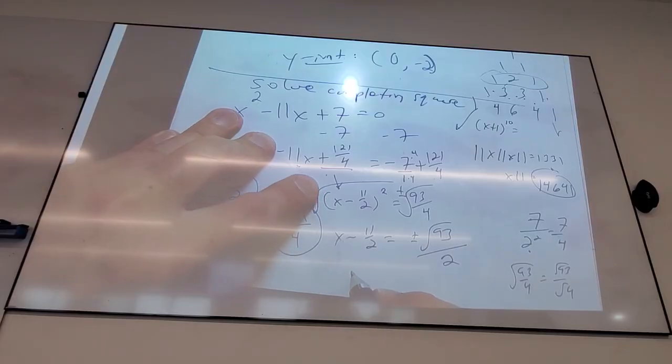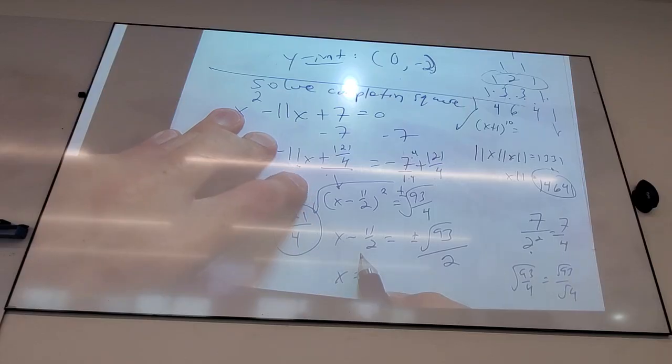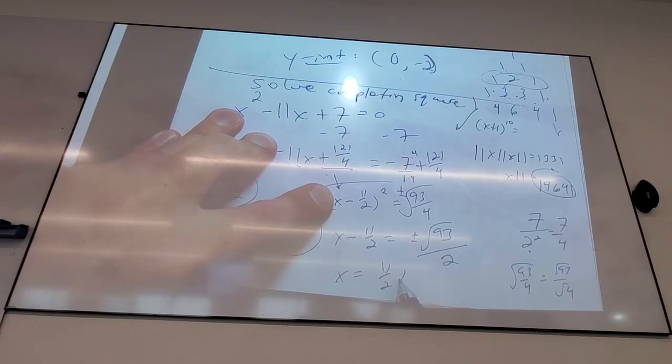Last step is? Add 11 halves. And as ugly as it is, I'm done, so I don't care.